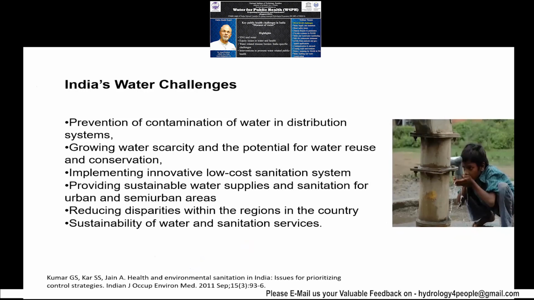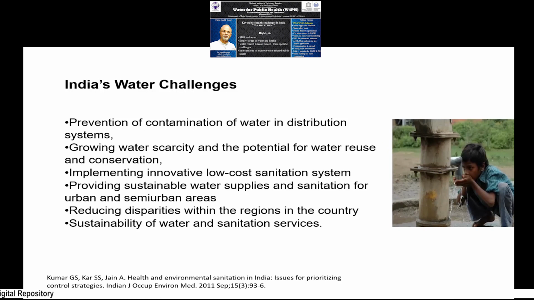Implementing innovative low-cost sanitation systems. There have been many recent initiatives which have addressed these issues, including the Swachh Bharat Mission, but we still need to make a significant impact on improving sanitation, especially in rural areas. Providing sustainable water supplies and sanitation in urban and semi-urban areas and slums is an important challenge. We need to address inequities and ultimately look at management of water resources to ensure sustainability.